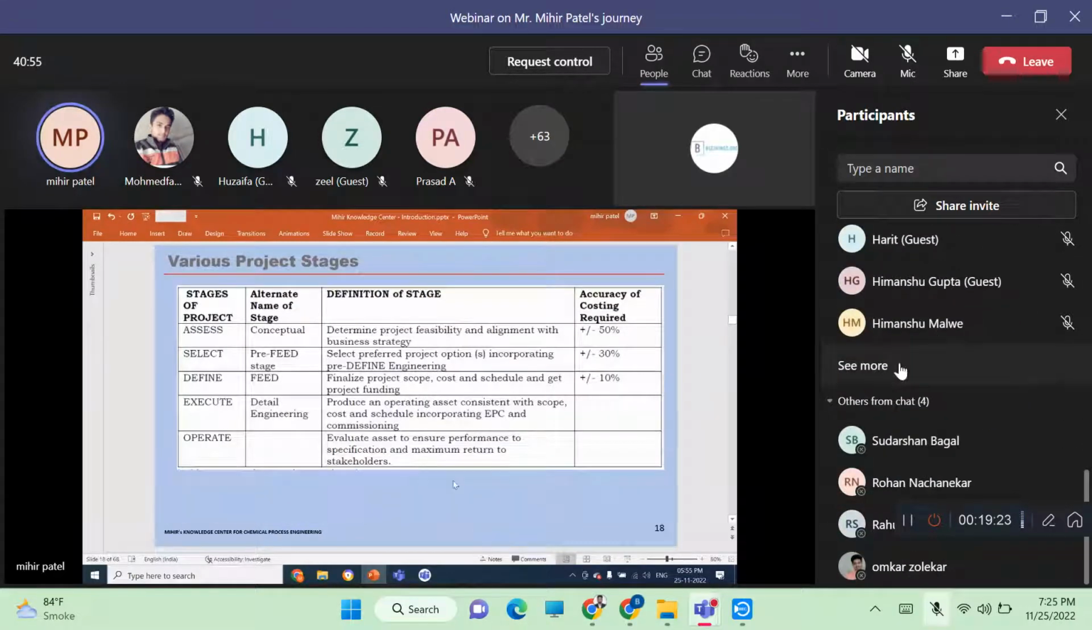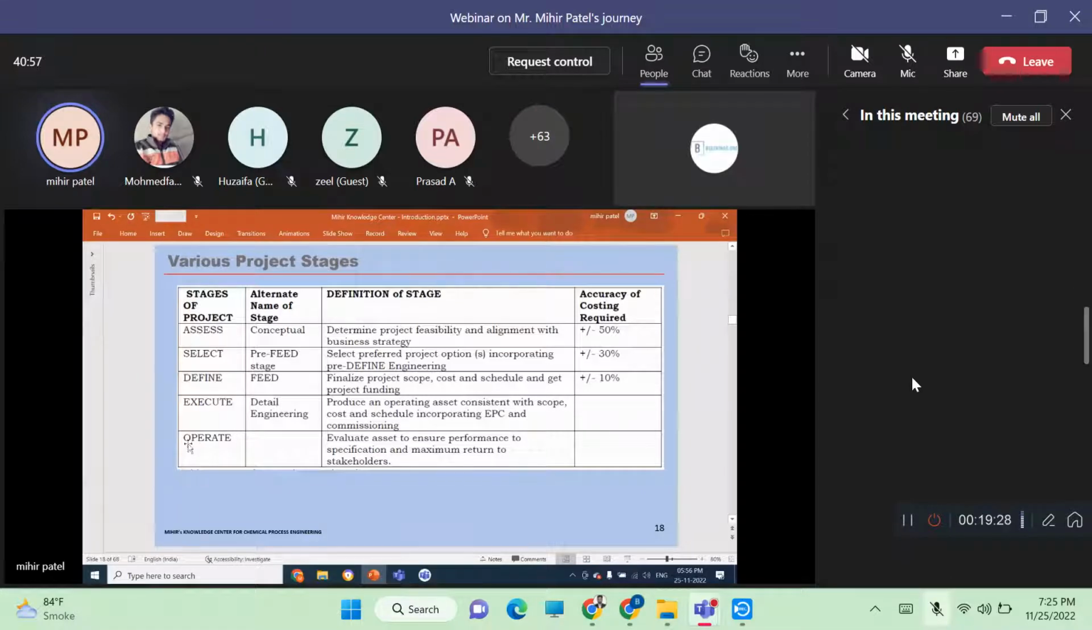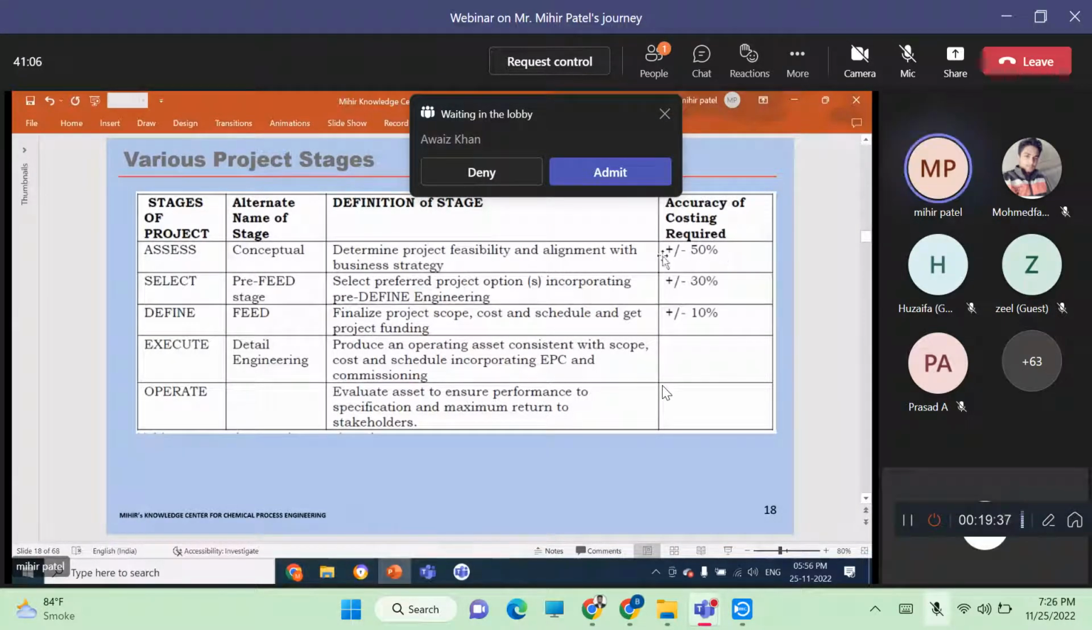Now here you see various project stages. As I explained earlier, stages of a project, you have the alternate name of that stage. Assess stage is called mostly conceptual stage. The accuracy is plus minus 50%. You do not ever produce P&IDs in this stage. Piping and instrument diagrams are never produced here.